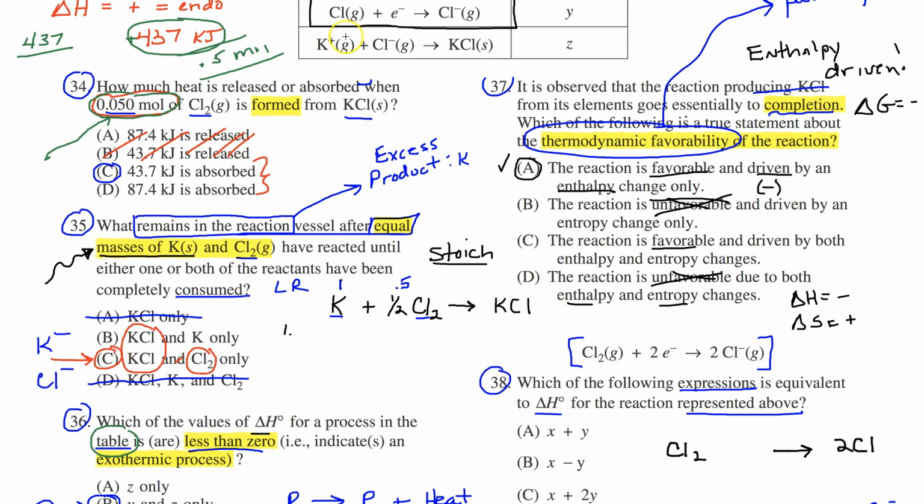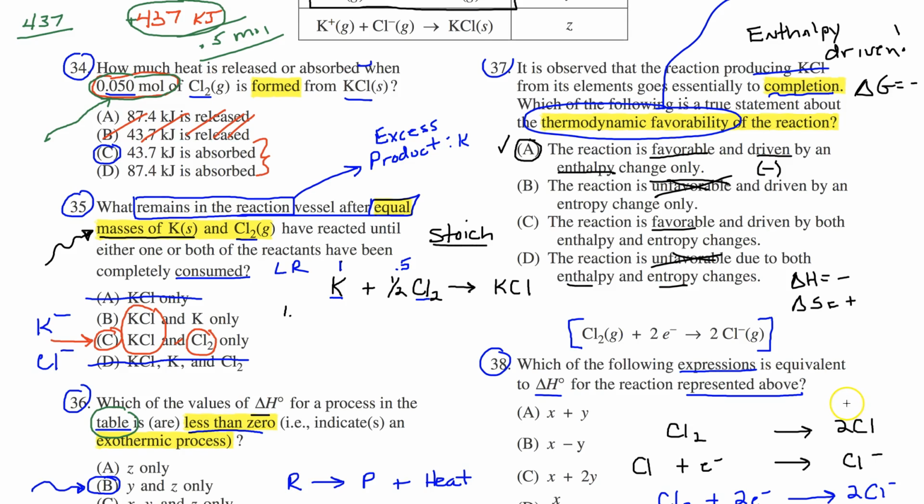And then we have the Cl2 gas plus an electron going to what? A chlorine negative. Okay, so this is X and Y. Let's put that in there. This is X and Y.